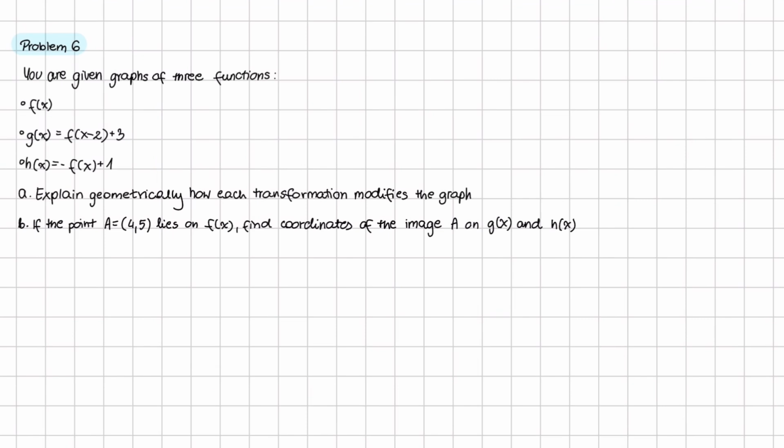Problem 6. You're given graphs of 3 functions: f(x), g(x), that is f(x − 2) + 3, and h, that is −f(x) + 1. A: explain geometrically how each transformation modifies the graph.